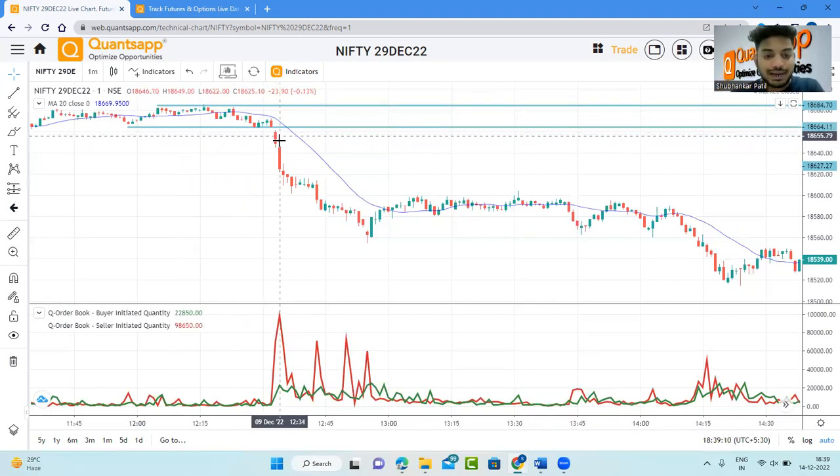So where my trade got activated, somewhere over here, at 12:33, what happened is a huge sell-off, right? Nifty broke its recent swing lows. You see, the swing low is getting broken, and aggressive sell-off. It was just about 11,000 quantities bought versus almost 70,000 quantities sold directly on the bid.